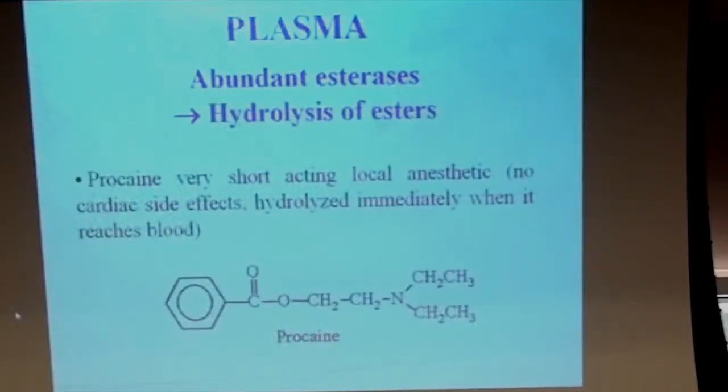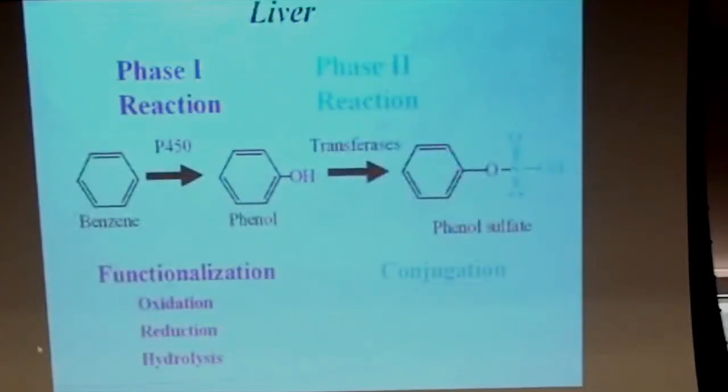We have one metabolic activity in plasma, which are esterases. So our plasma is very good at cleaving esters, like, for example, procaine. But then the serious metabolism happens in the liver. So the liver will take lipophilic drugs like benzene, functionalize them, oxidize them to a phenol. So the functionalization reactions are oxidation, reduction, and hydrolysis.